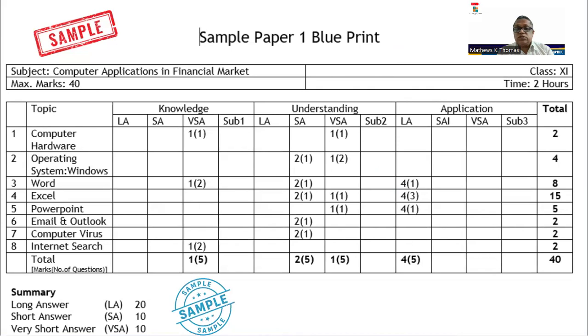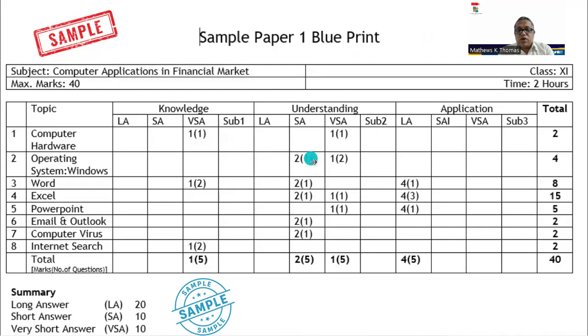The subject is given, and here it is based on the chapters. So computer hardware, 2 marks. You have 1 question based on knowledge, 1 question based on understanding. Here they have incorporated Bloom's taxonomy also in the blueprint, which is the best way of representing a blueprint for any question paper. Chapter number 2, you see, you have understanding.